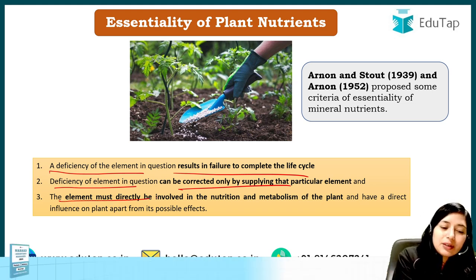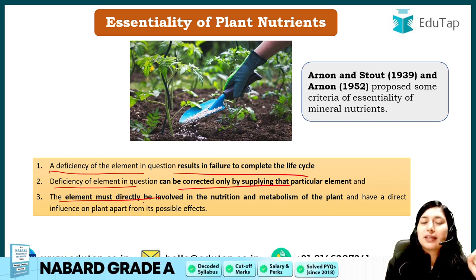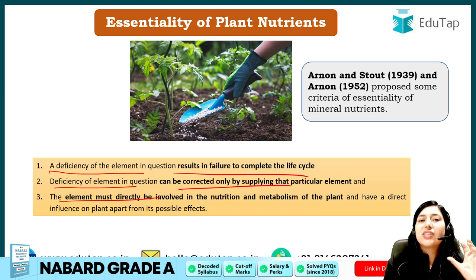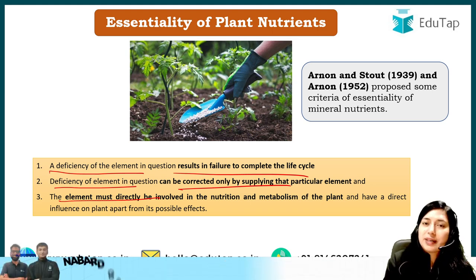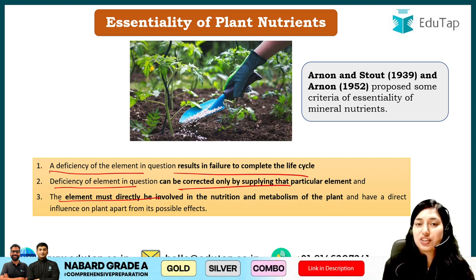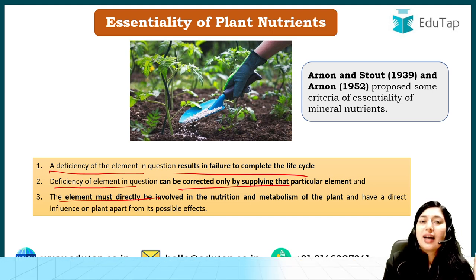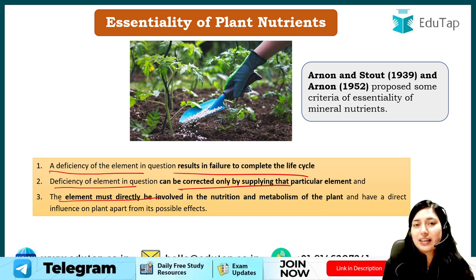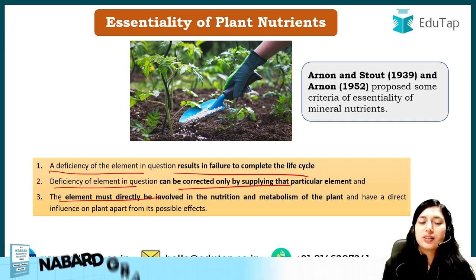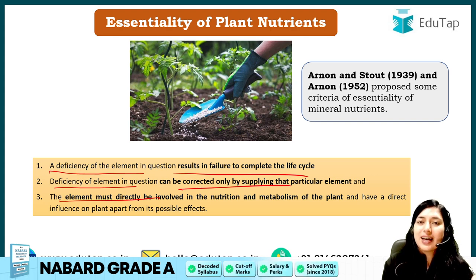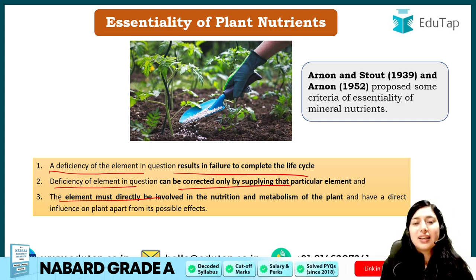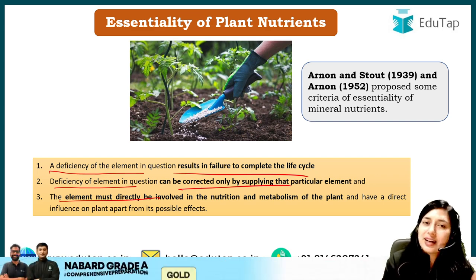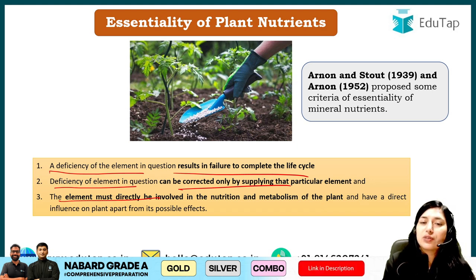Next, the element must be directly involved in the nutrition and metabolism of the plant. So any element which is directly involved in nutrition and metabolism of the plant will be considered essential. And any particular nutrient falling in the category of these three criteria will be considered an essential plant nutrient. Clear? I hope now it's clear what the essentiality of plant nutrients is. First of all you have to learn that the essentiality of plant nutrients was given by Arnon and Stout. Initially Arnon and Stout both worked on it, later on it was reworked by Arnon.